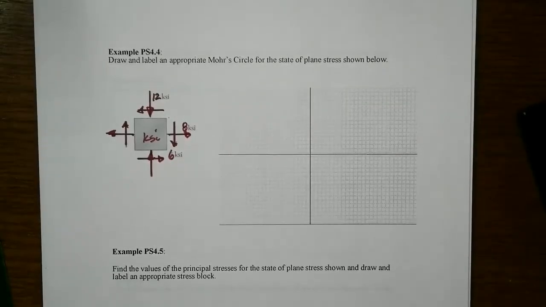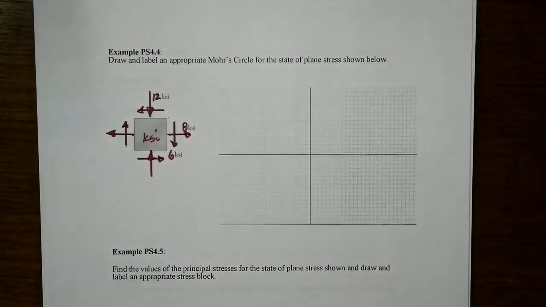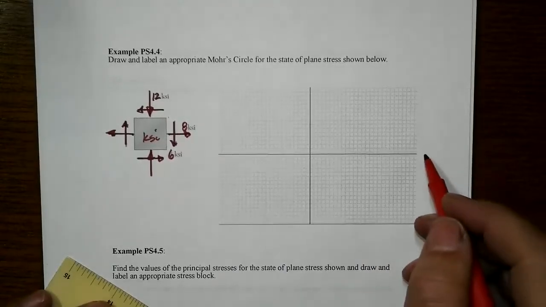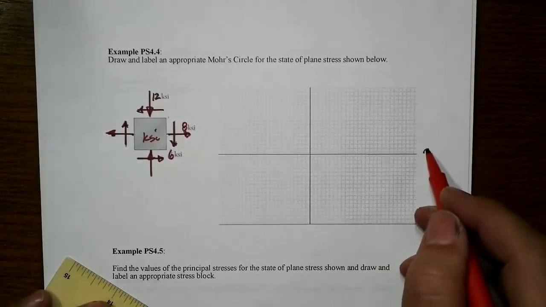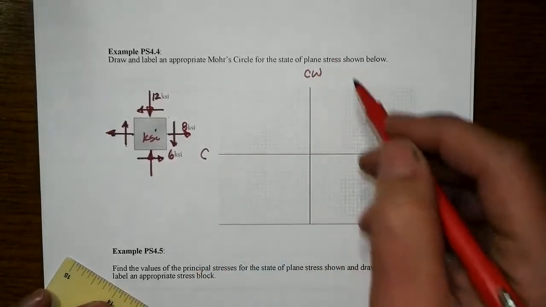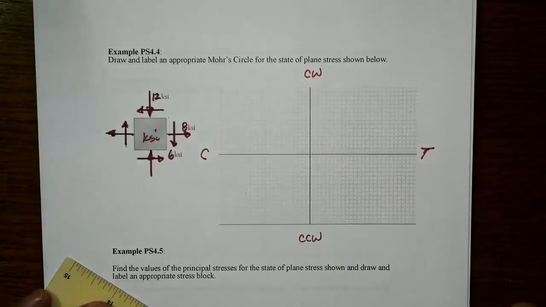In this example, we're going to first create Mohr's circle for this state of plane stress, and then we're going to use that to find the principal stresses and then to show them on a properly oriented stress block. Remember, in Mohr's circle, the first thing we want to do is establish our coordinate system. We let the horizontal axis be the normal stresses, and we'll put tension to the right, compression to the left, clockwise up and counterclockwise down for the shear stresses.